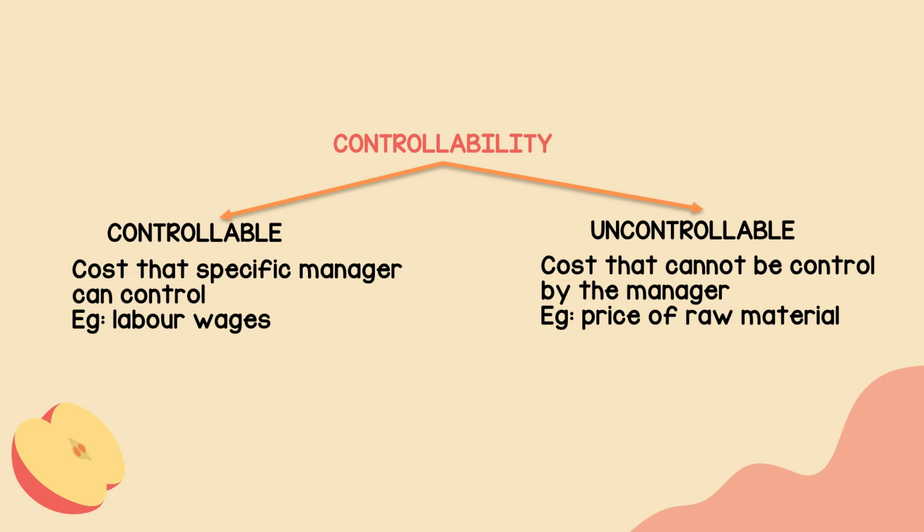labor's wages. So, the uncontrollable cost is the cost that cannot be controlled by the manager. This cost can be controlled by external parties, such as suppliers and government. For example, the price of raw material, because the price of raw material can only be controlled by the supplier. So we can assume that the price of raw material is an uncontrollable cost.